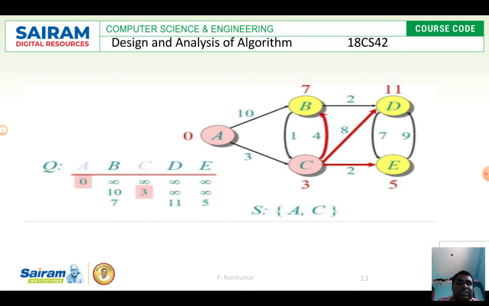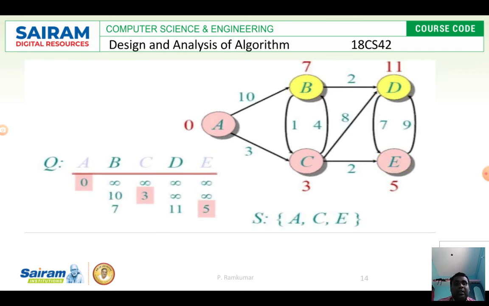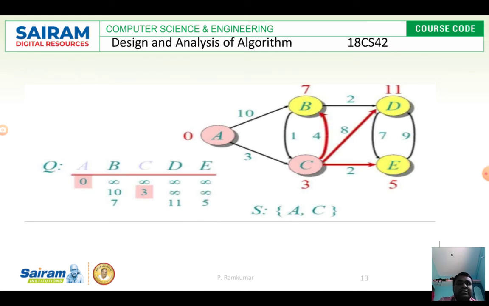So for this occasion, next I need to make a change. What are the things that have been considered? A, C, B, D, E will be considered. My objective is that I must visit all the vertices. A, C, E will be considered because, from this point of view, only C to E is the shortest route.